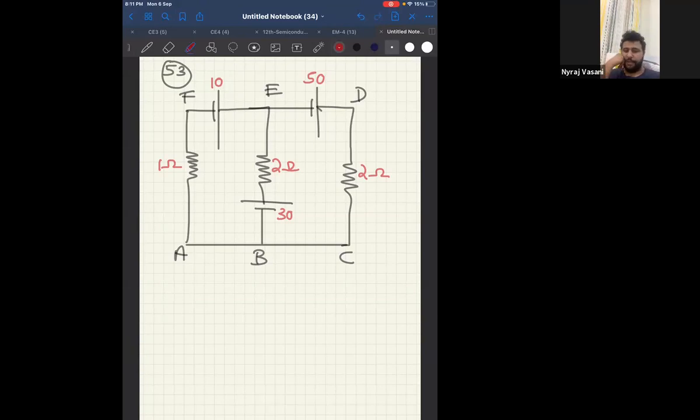Sumitra, perfect answer. Very good. Aniket, correct.